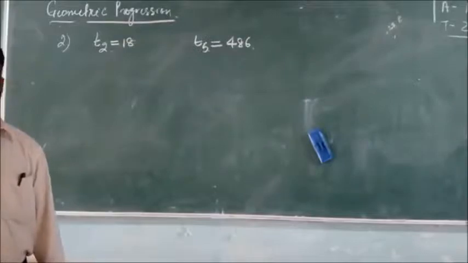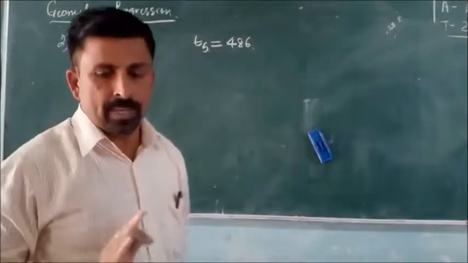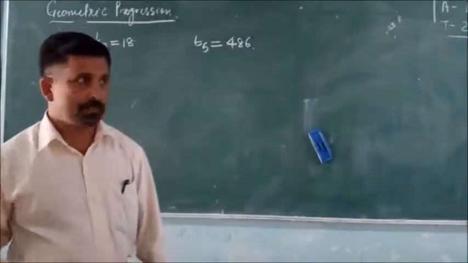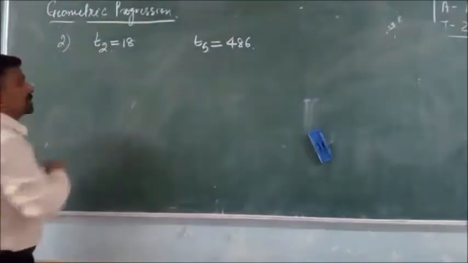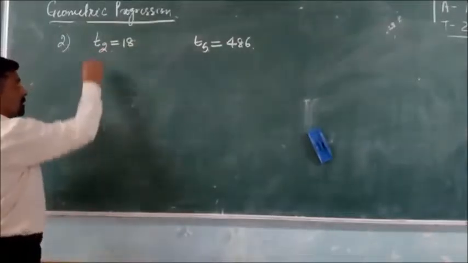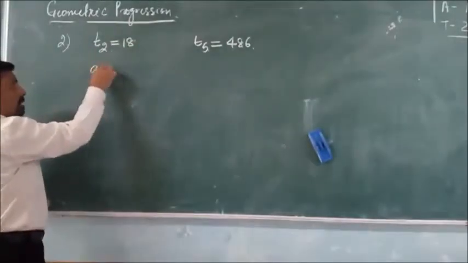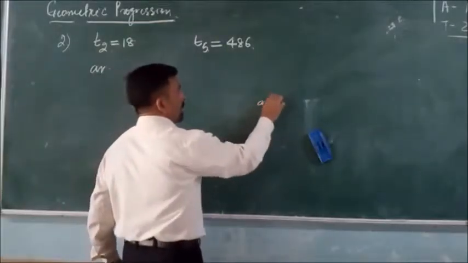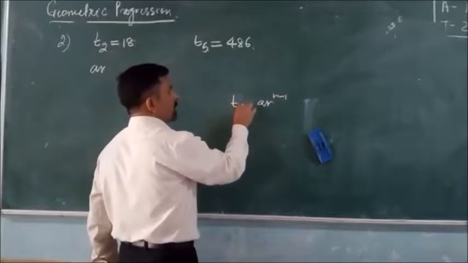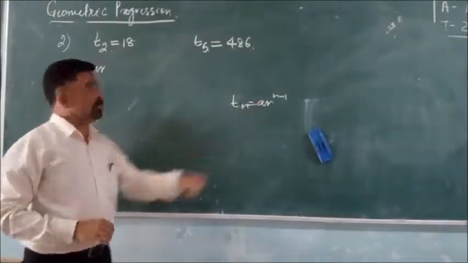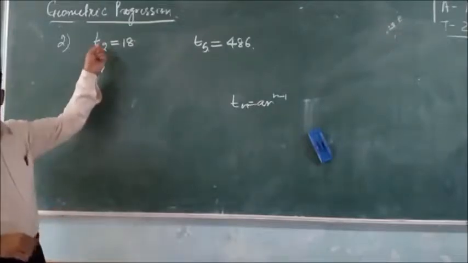Yes, sir. Okay. So with these two pieces of information, we are asked to calculate the first term and the common ratio. What we can do is use the nth term formula and expand it. Is it okay? So this can be written as a r, because the formula is a r to the power n minus 1. This is equal to Tn, isn't it? So putting the value of n in this formula, you get a r for T2.